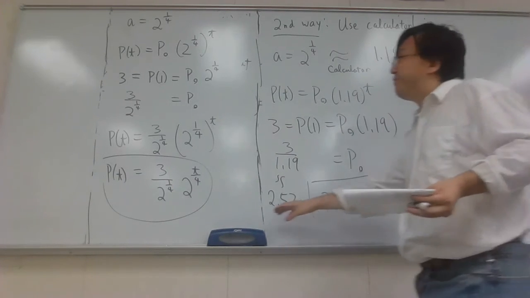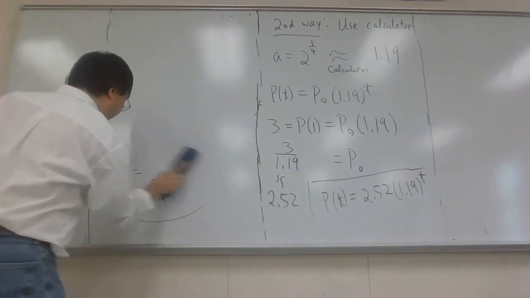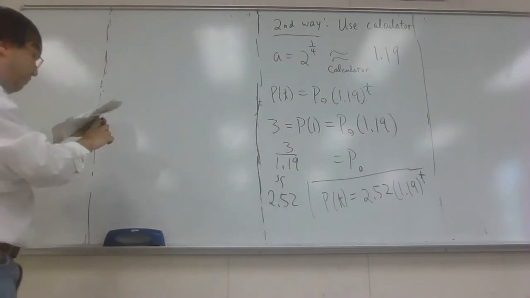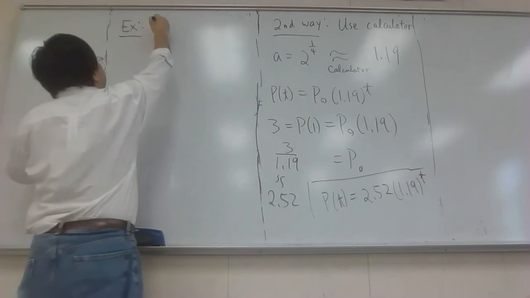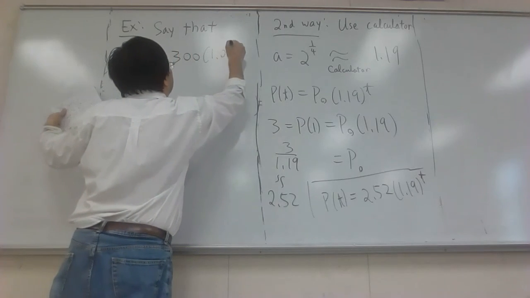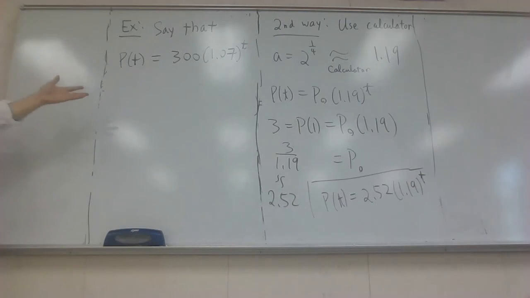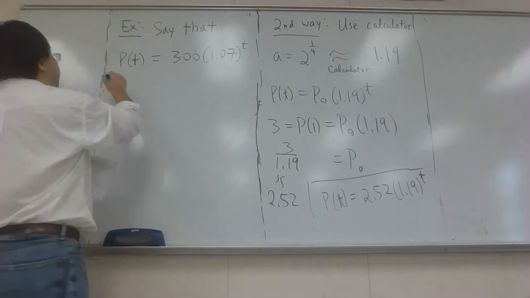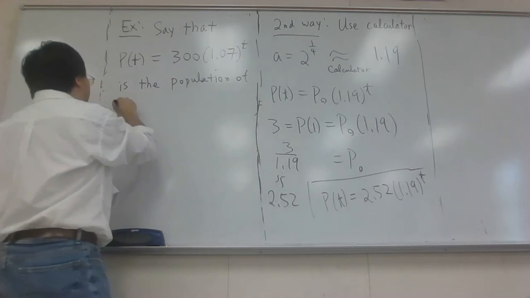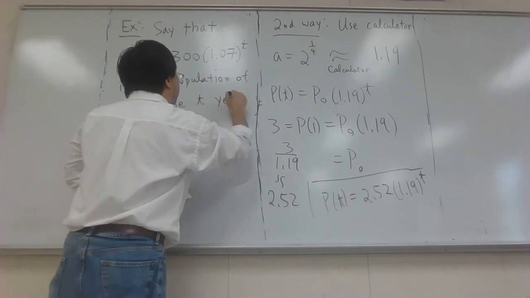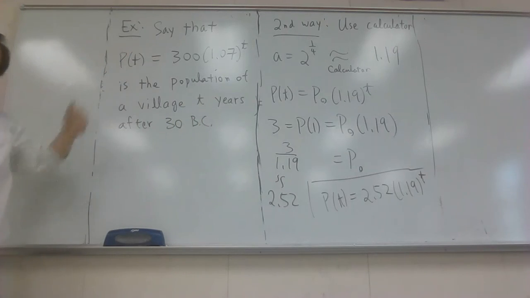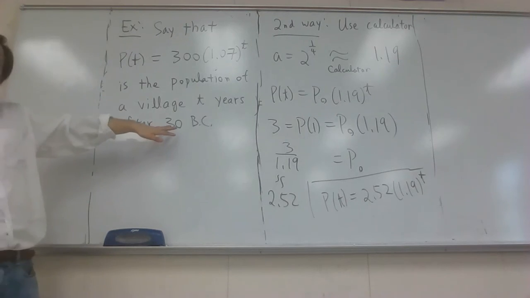Okay, let's do one final example. Say that pt, which is this exponential function, is the population of a village t years after 30 BC. So say that this exponential function is the population of some village t years after some time which we say is t equals 0, namely 30 BC.